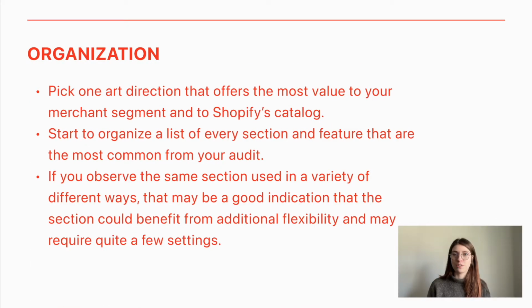Once you've settled on an art direction, start to organize a list of every section and feature that are most common from your audit. This can be done in a spreadsheet to help you organize and eventually prioritize everything. Other interesting notes you can add are about how a section is used. If you observe the same section used in a variety of different ways, that could be a good indication that the section could benefit from additional flexibility and may require layout settings when you reach the design and build phase. Details like this can be helpful to note early on to have a better understanding of how long a section will take to build.